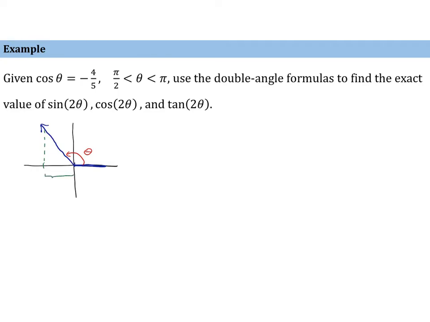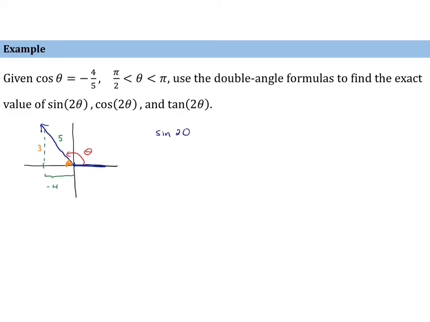Cosine of theta is negative 4 over 5, so our hypotenuse in some sense is 5, and that would mean that our opposite side to this angle is 3. It's a 3, 4, 5 right triangle. So now let's go ahead and evaluate sine of 2 theta.